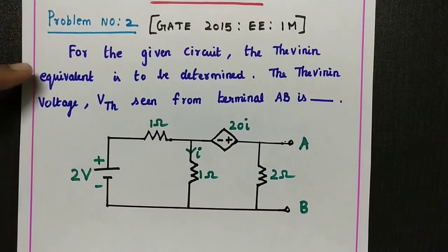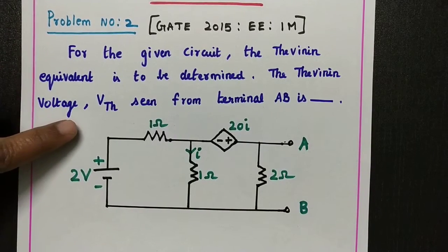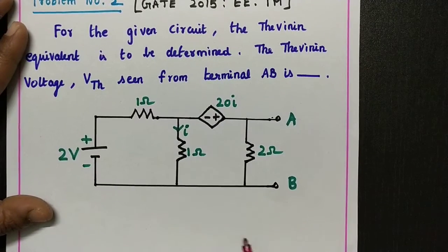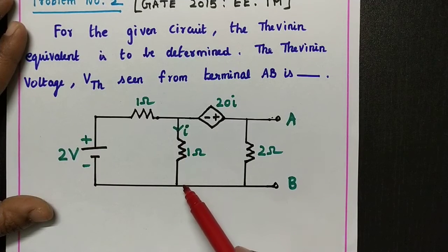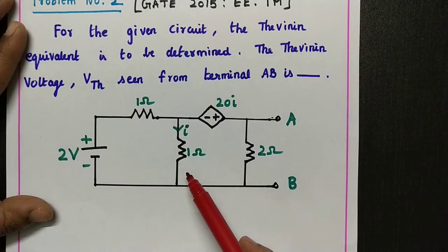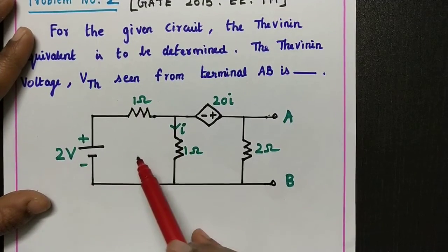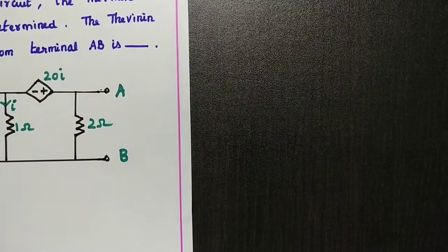The question is, for the given circuit, the Thevenin equivalent is to be determined. The Thevenin voltage VTH seen from terminal AB is. So the given circuit is this one. 20I is the dependent voltage source. I is the current passing through the 1 ohm resistance. So this 1 ohm is connected across the 2 volt source. Let me solve the problem based on this.